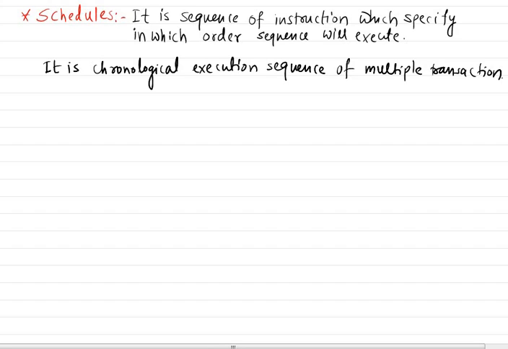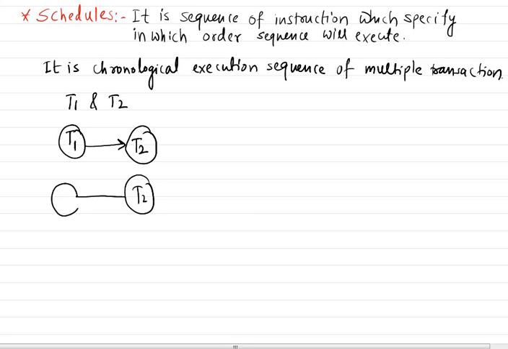Consider there are two transactions, T1 and T2. By using the schedule we come to know which transaction is going to be executed first. There are two possibilities in these two transactions. First, T1 can be executed first and then T2 will be executed after T1, or T2 will be executed first and then T1 will be executed after T2. So by using the schedule we come to know the chronological execution sequence of multiple transactions.